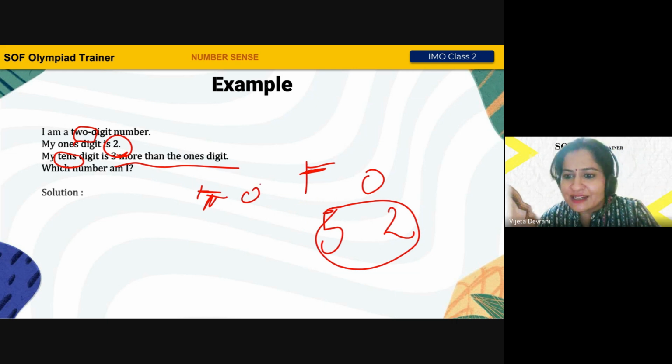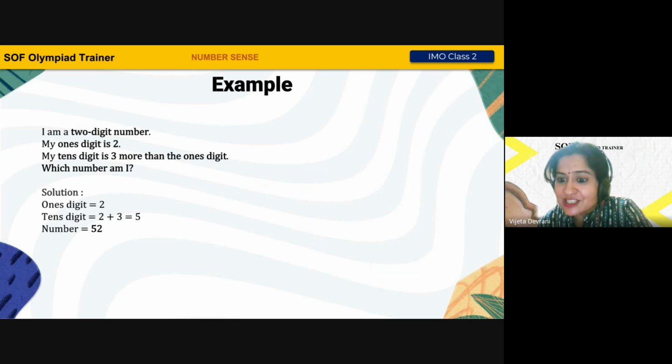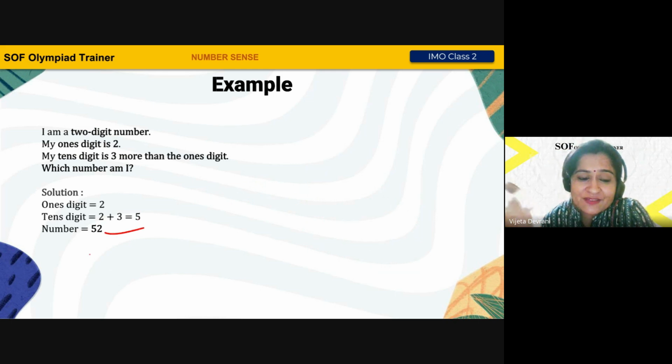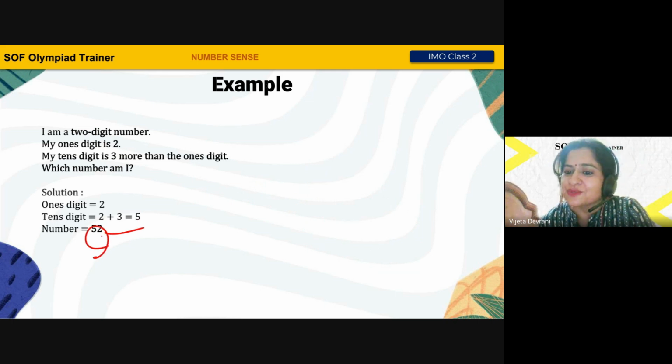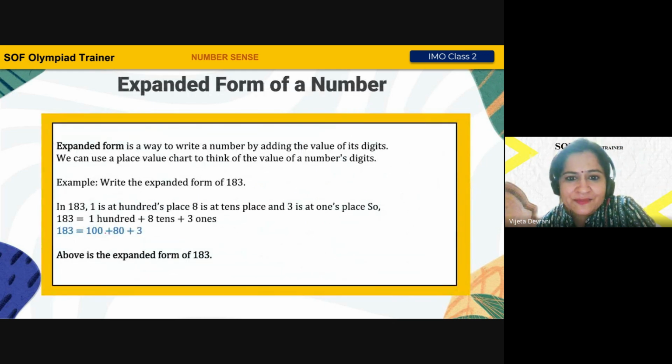I hope everybody agrees. Shreya, thumbs up. Adrika, thumbs up. Wonderful job. So see, the ones digit is 2. The tens place is 3 more than 2, which is 5. So the number would be 52. Correct? Wonderful job done by all three of you. Let's move on to the next one.